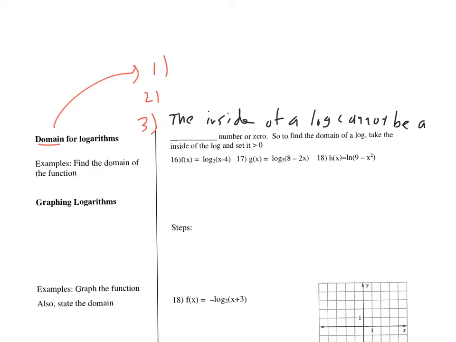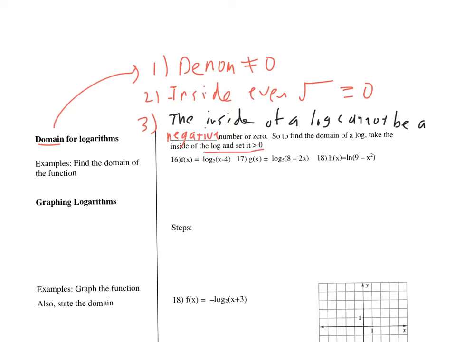So quick refresher though on our first 2 rules. The first rule we said was a denominator cannot equal 0, so it's a very important rule for domain. The next rule of domain we learned was the inside of an even radical, so a square root or 4th root, must be greater than or equal to 0. And now the last rule we're going to learn today is the inside of a log cannot be a negative number nor 0. So to find the domain of the log, take the inside of the log and set it greater than 0. So there's the key right there, the inside of the log greater than 0.